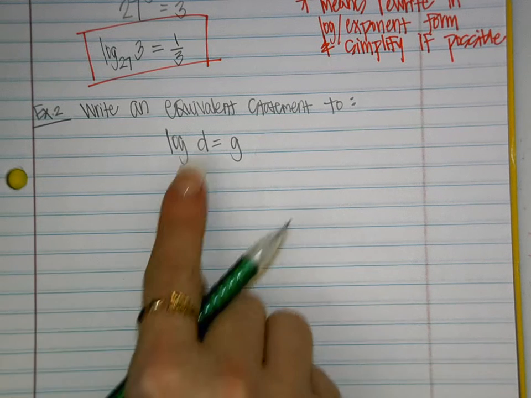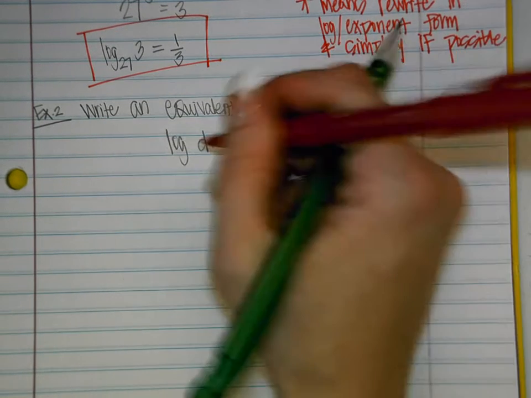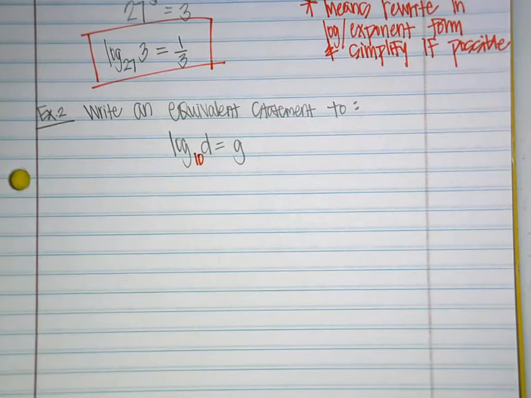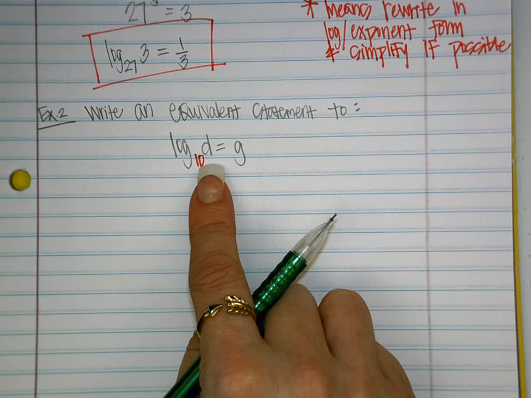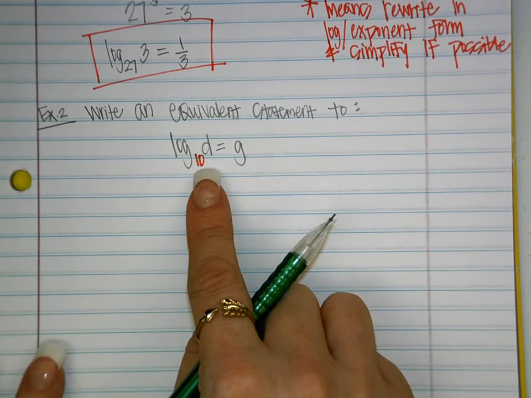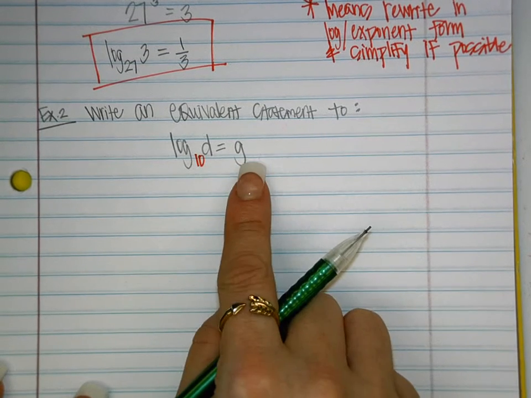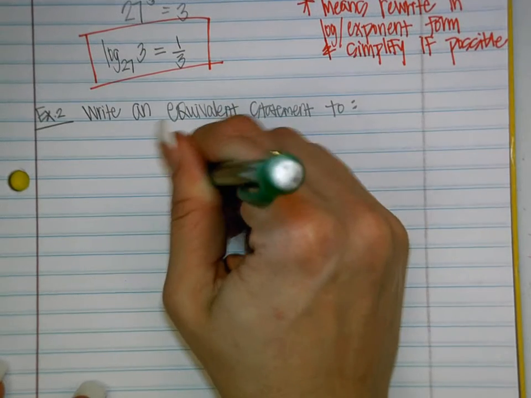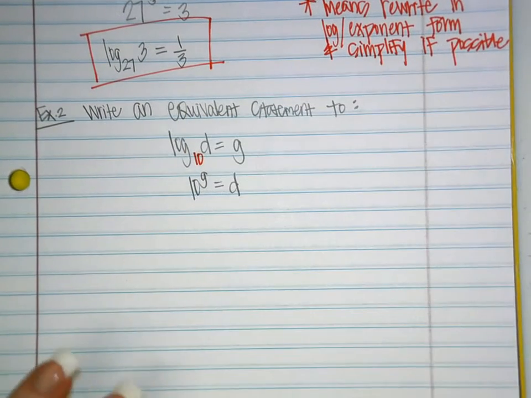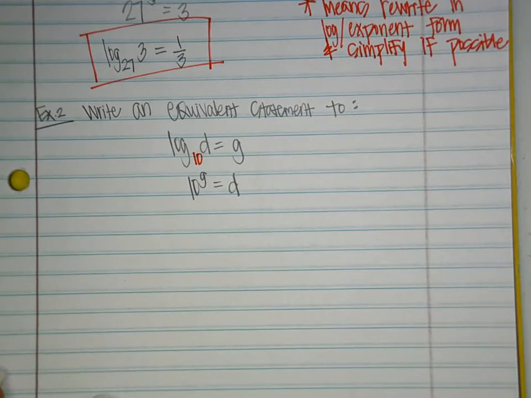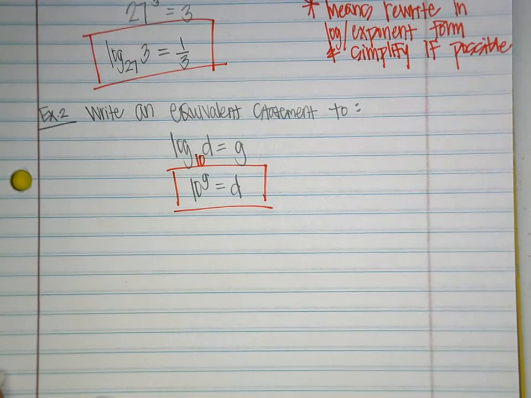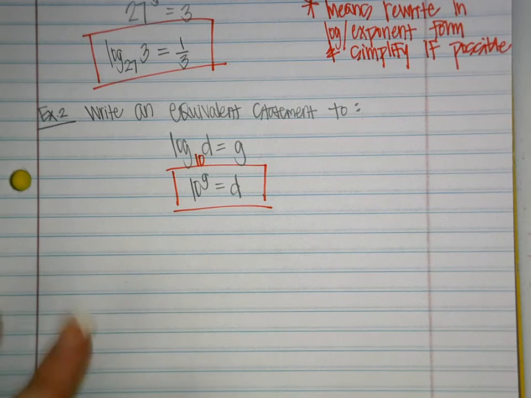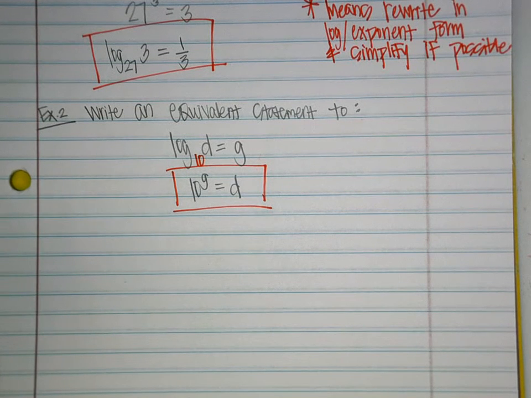So first off, what's missing here? The base 10. Okay, so first thing you have to do is put in the base 10. This is written in log form, so to write it in the other form, we need to write it in exponent form. How would you write this in exponential form? 10 to the G equals D. That's it. We're just switching forms today. Questions on how I did that? Not too bad, hopefully.